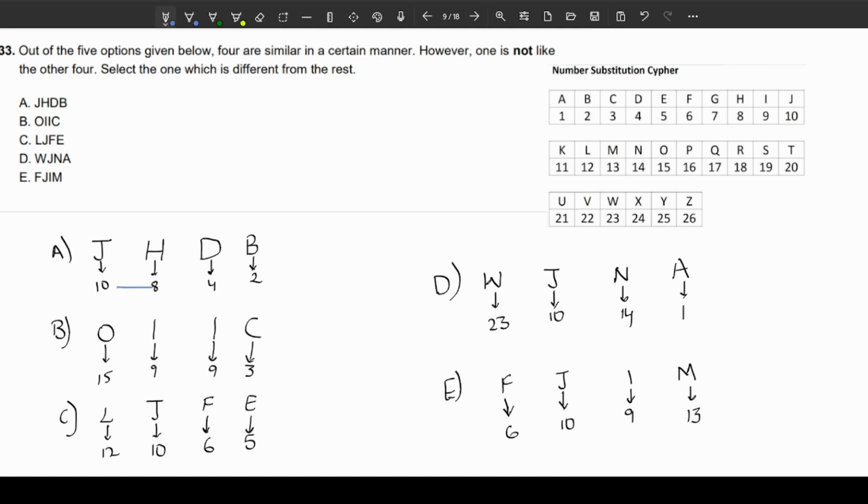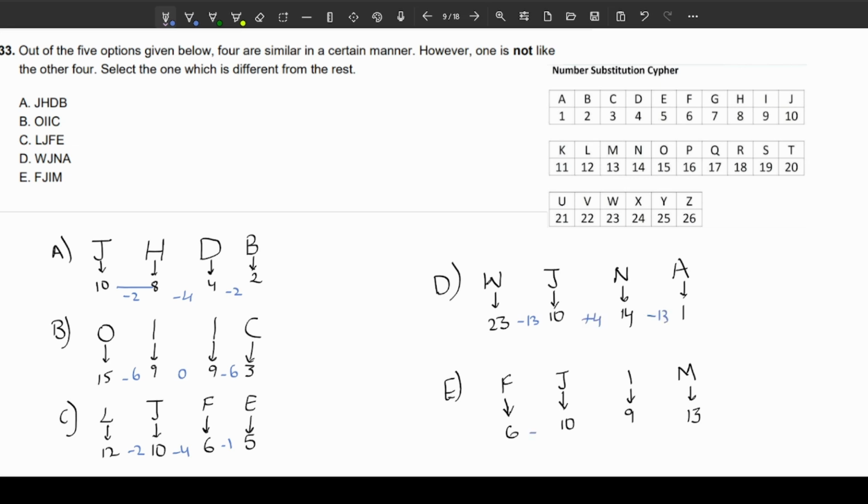10 and 8, I can see -2, and 8 and 4, it's -4. 4 and 2, it is -2. Similarly, see the difference between positions of adjacent letters. 15, 9, we will have -6, 9, 9, 0. 9 minus 3 is reducing by 6. Then this is reducing by 2, by 4. And 6 and 5, it's reducing by -1. Now 23 and 10, it is reducing by -13, and this is +4 and this is -13.